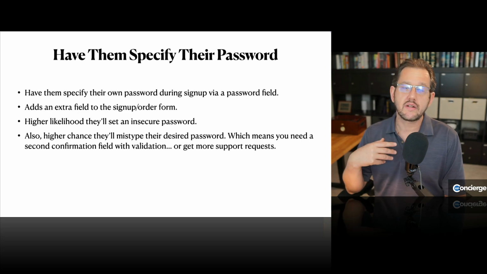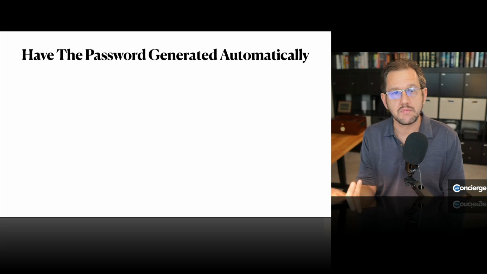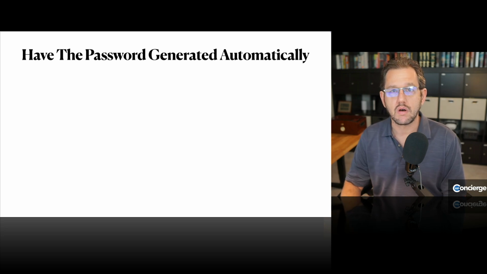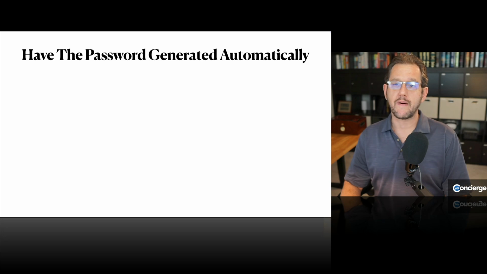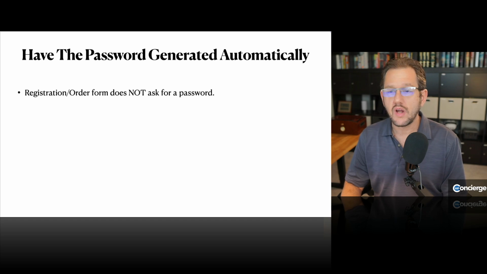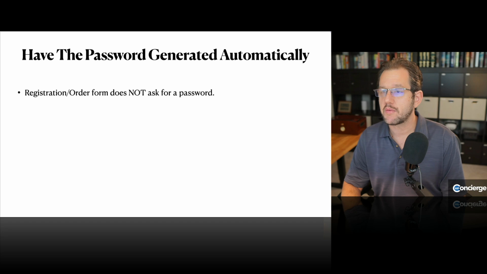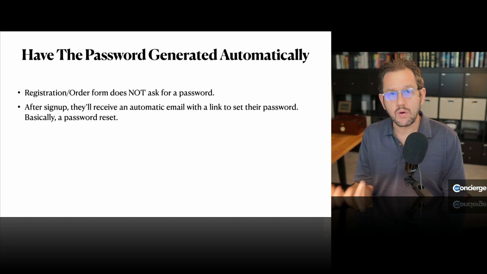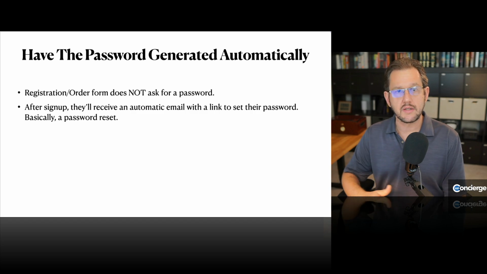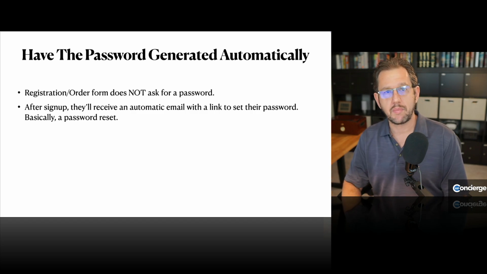Okay. So then let's go into approach number 2. And that is to have the system basically generate that password automatically. Okay. And you don't ask them for the password. The system just makes it. All right. Now, in this case, we do not need to ask for the password. You do not need to have a password field on your registration forms, on your checkout forms, or anything like that. After they have enrolled, what the system's going to do is send them an automatic email that basically gives them a link to go and set their password.